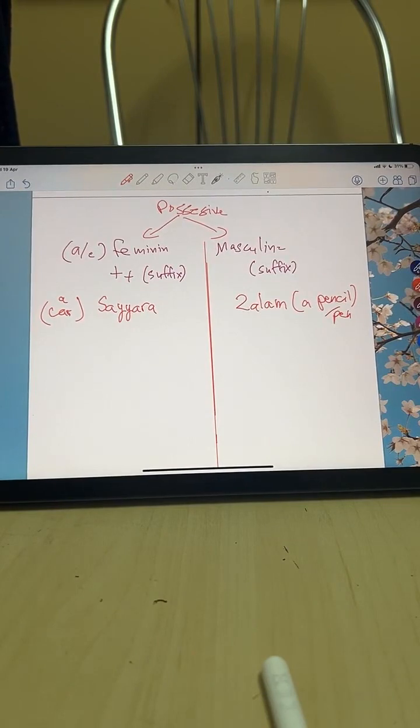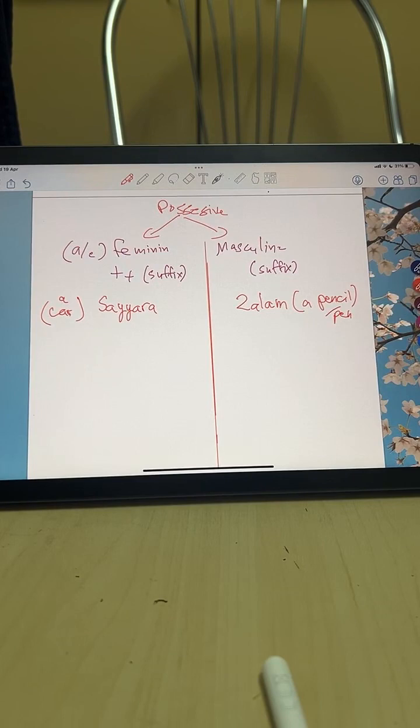This is the last exercise, okay? When it's a feminine noun, usually it ends with A, as we said. Most of them end with A, except the ones that keep their original form from standard Arabic. The other ones are masculine, okay? Like alam, masculine, a pencil or a pen.